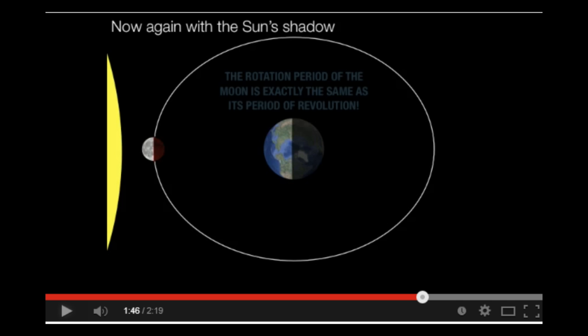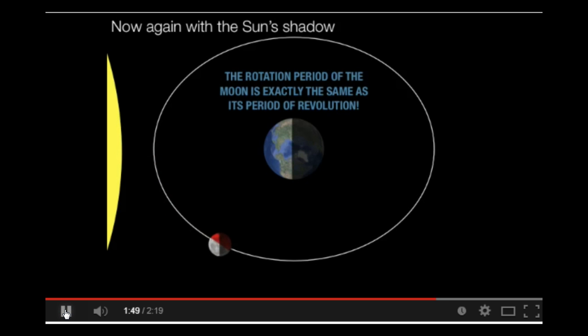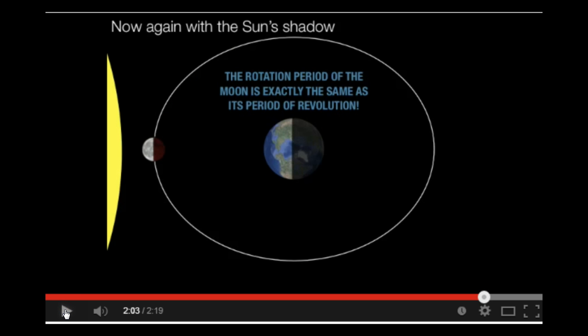Now let's take a look again at what this looks like. So the rotation period of the moon is exactly the same as its period of revolution. Look at the red shading and you'll see that we never see anything but the red shading in this situation. It's because of synchronous rotation.